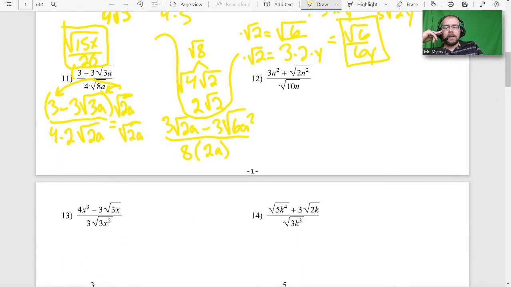All right. And I think what I'm going to do is bleed over a little bit onto the top of the next one, because there's still more work to be done here. Square root of a squared is a, so it'd be 3 root 2a minus 3a root 6 all over, and that's going to be 16a. And I believe that's as far as you can go. All right, so that's actually the final answer.